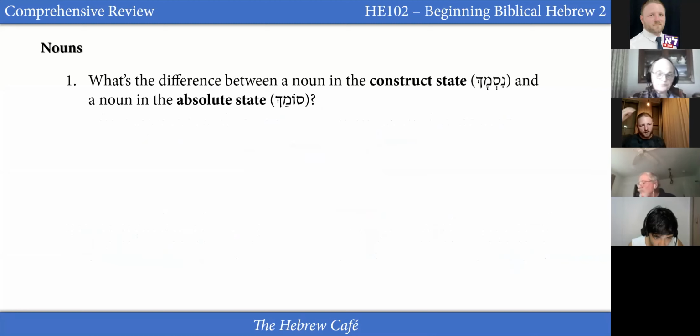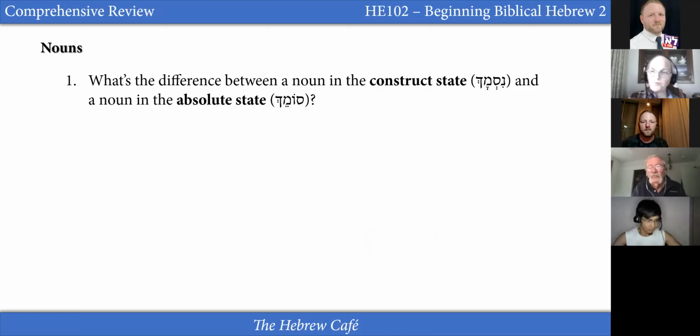All right, so what's the difference between a noun in the construct state, that is a noun that is nismach, and a noun in the absolute state that in Hebrew we call somech? Somech is the one that's standing and giving the support, and nismach is the one that's being supported. What's the difference? Construct state and absolute state, what's that mean? Are you talking about morphological or semantic differences? Just kind of how they work, what the different states do. I guess a pragmatic approach to it.